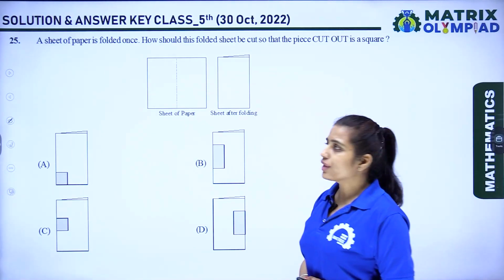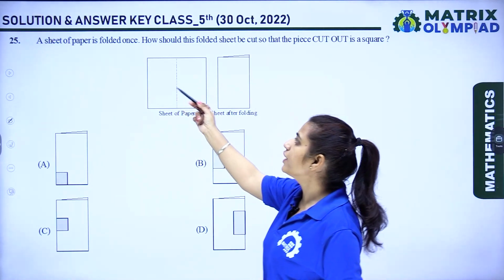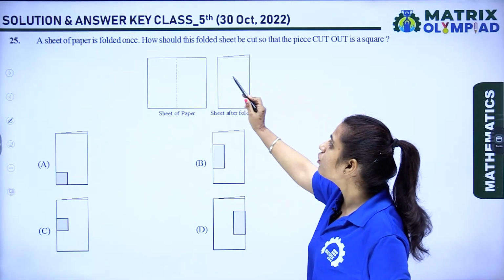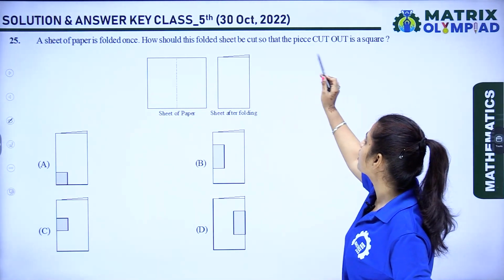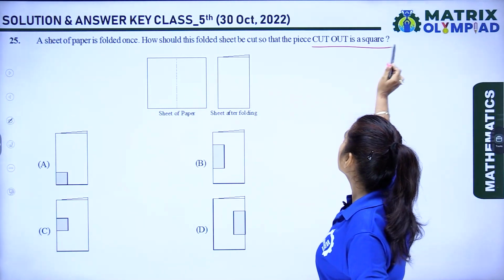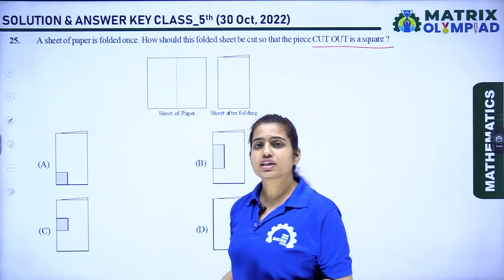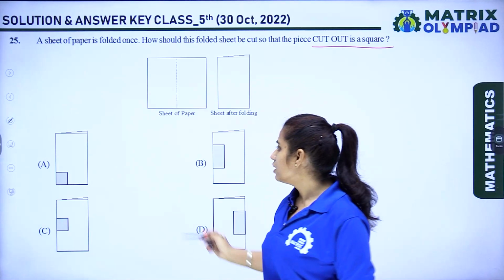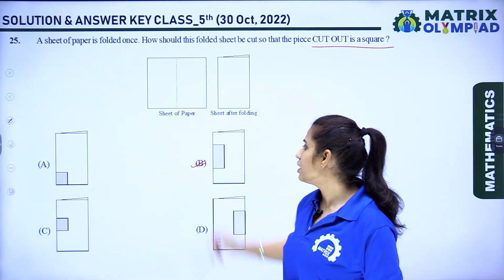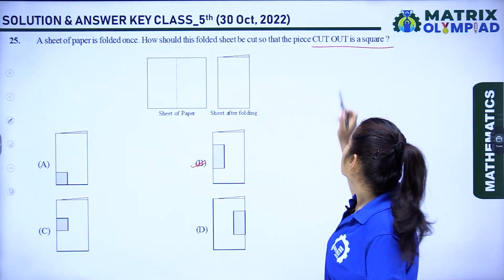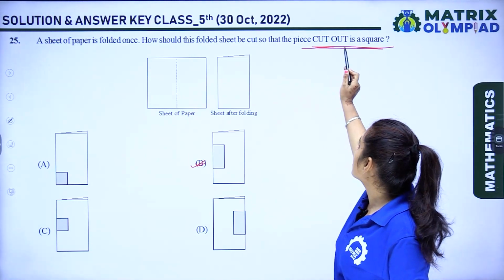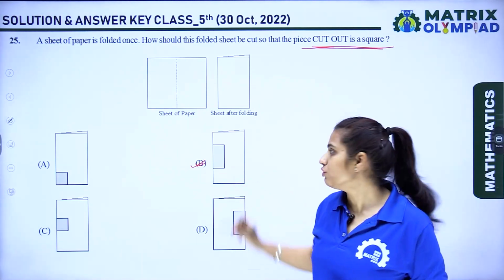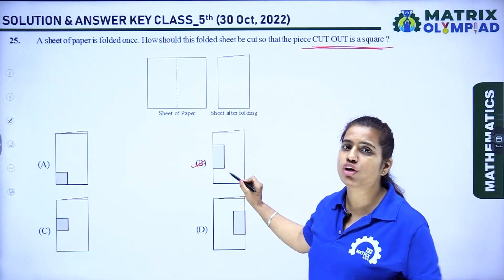Now, the next question 25 is, a sheet of paper is folded once. Now, this is a sheet of paper and it is folded once. How should this folded sheet be cut so that the piece cut out is a square? Now, we have to check which option is correct for forming a square. So, here we can see that option B is the correct answer for the piece that is cut out to be a square. Why is it a square? Because it is already in the rectangular form. We are cutting it into a rectangular form, so it will form a square.